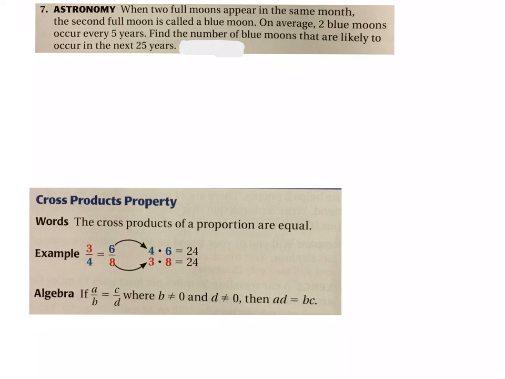So what we need to do here is set up a proportion. I know that normally there's going to be 2 blue moons that happen every 5 years. So what I want to know is how many blue moons there will be in the next 25 years. Notice if I multiply by 5 here, it gets me that one. So I'm going to multiply by 5 up here, which should give me that one. So 2 times 5 is 10 blue moons.